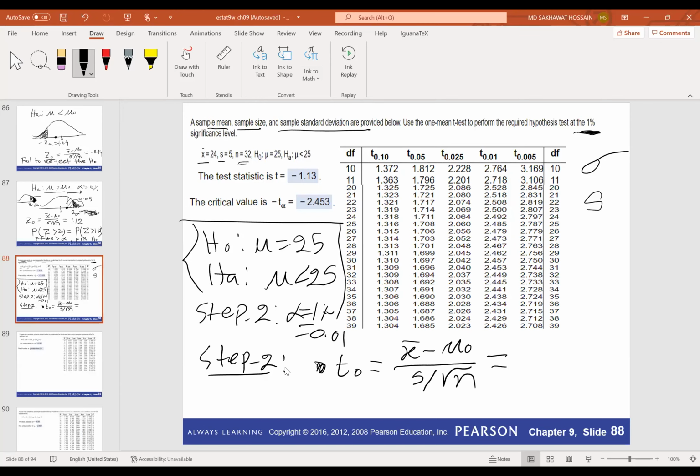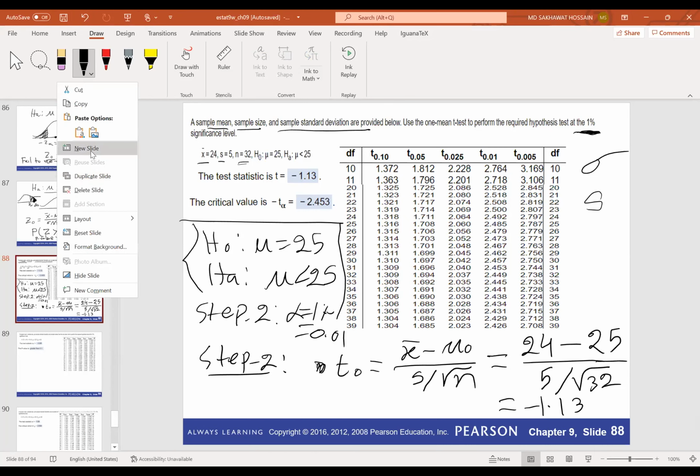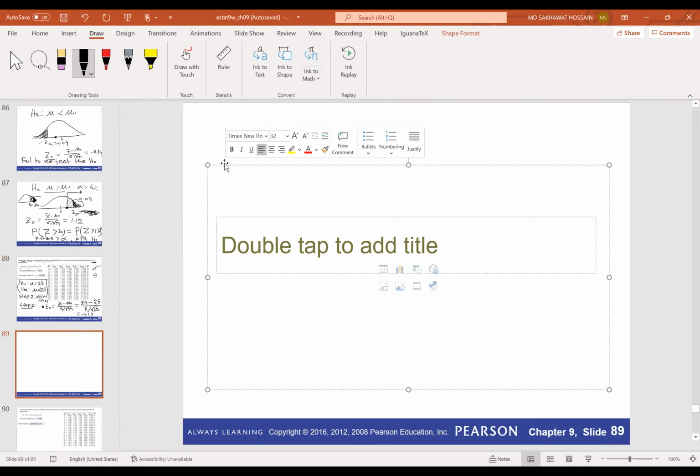Okay, so what is X bar? X bar is 24, minus mu0, which is 25, the hypothesis value. The sample standard deviation S is 5, over square root of 32. If you simplify this, it will be negative 1.13. So this is our test statistic. Now we have the test statistic.